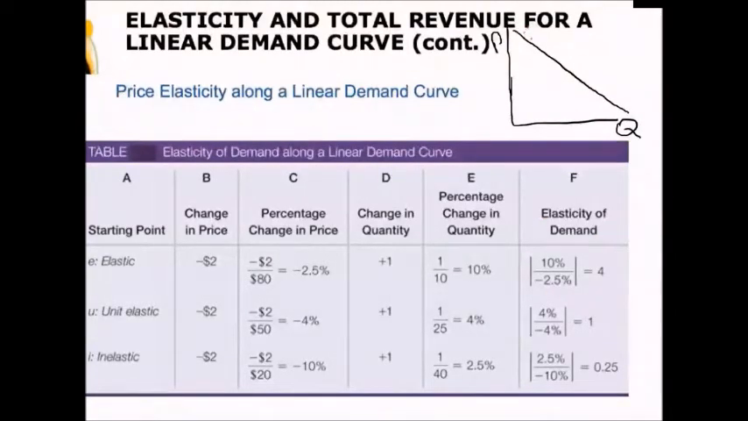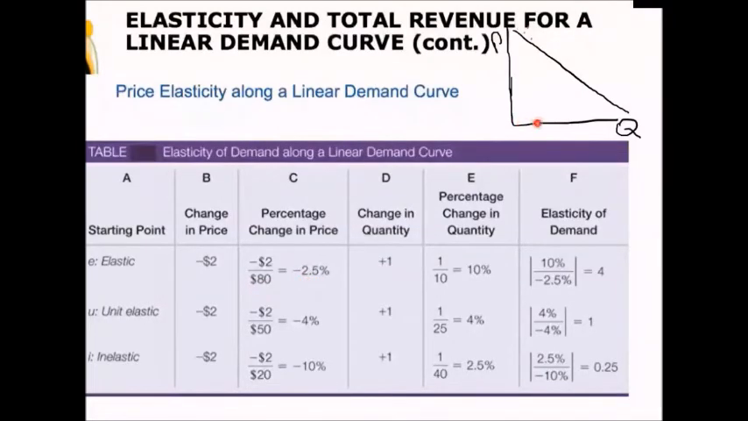Suppose we're on the elastic portion of the demand curve and the price goes down by $2 and the quantity goes up by 1 unit, but we're in this section of the demand curve. So a $2 change in the price is a relatively small percentage change because the initial price is very high. And in this section of the demand curve, prices are very high. So a $2 reduction is a relatively small percentage change.